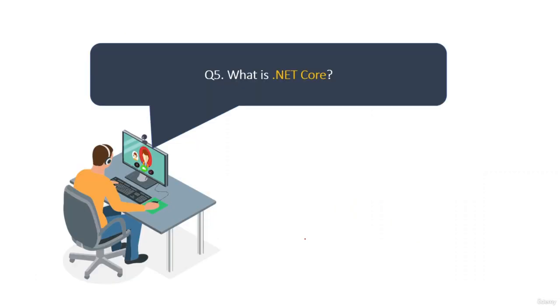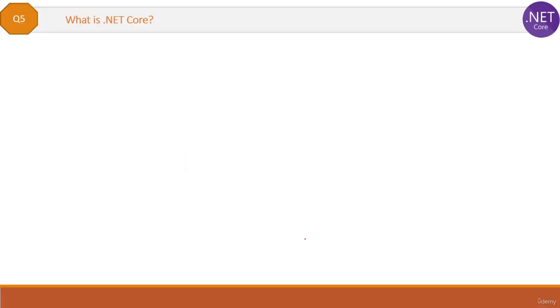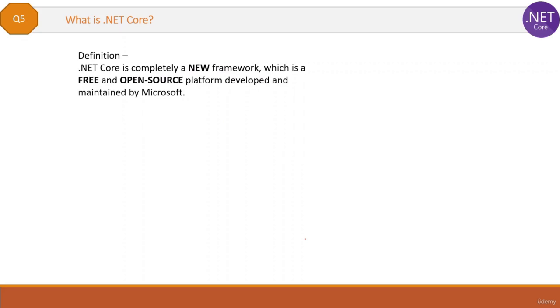What is .NET Core? Here we will see the definition. .NET Core is a completely new framework, which is a free and open source platform developed and maintained by Microsoft. So you have to remember that .NET Core is an open source platform, which means companies do not have to pay or purchase its license. Unlike earlier, where .NET Framework was not free and there were license fees.